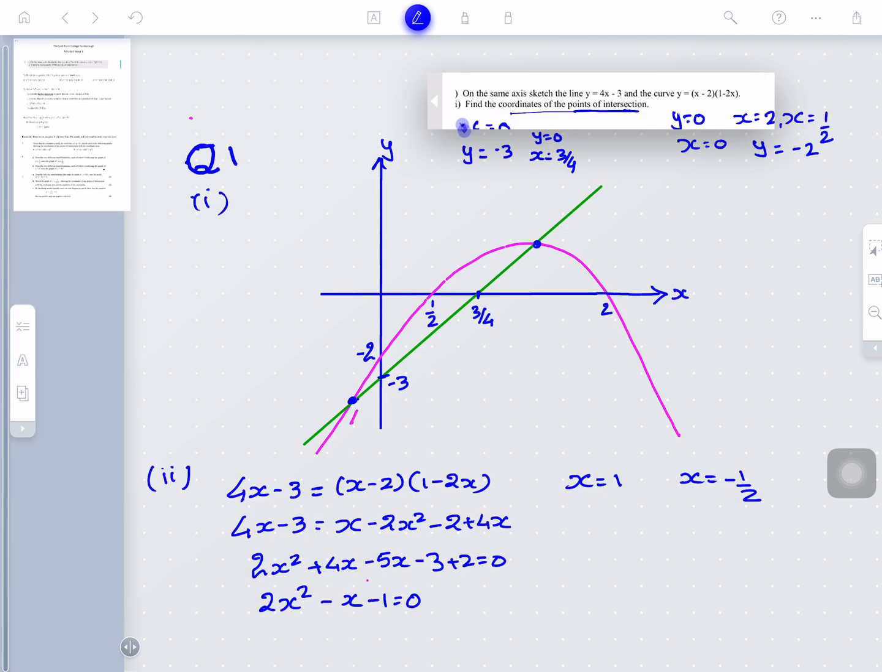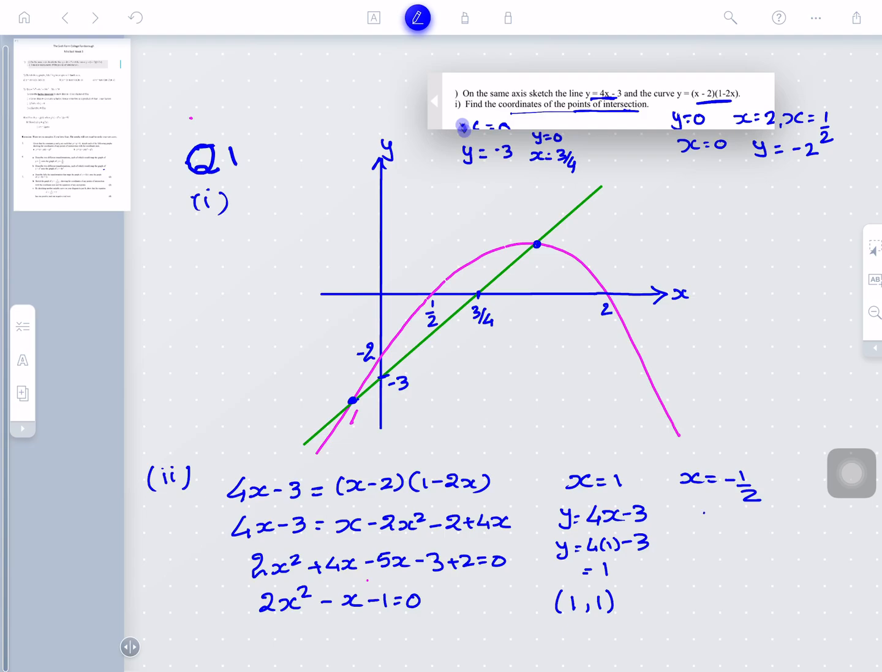Okay, so when x equals 1, we know the equation. You can put x equals 1 into either equation, but an easier one is the linear one. So put it in: y equals 4 times 1, take 3. So that is 1. Because they've asked for the coordinates of the intersection, you give your answer as 1 and 1.